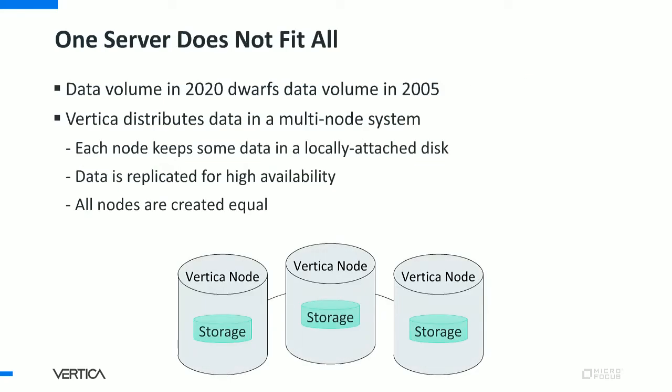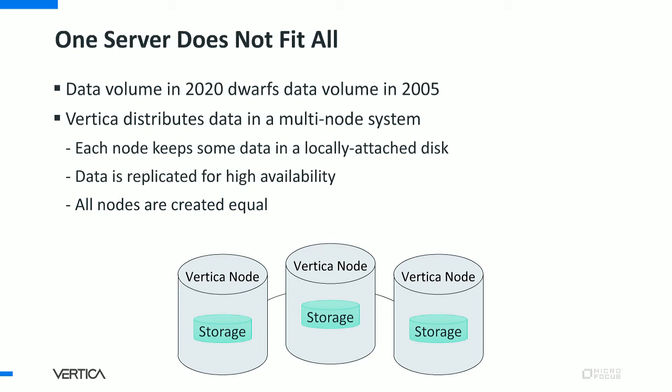Okay, now we'll move to our next problem, the challenge that one server does not fit all. In 2020, we have several orders of magnitude more data than we had in 2005, and you need a lot more hardware to crunch it. It's not tractable to keep multiple petabytes of data in a system with a single server. So Vertica doesn't try. Vertica is a distributed system, so we'll deploy multiple servers which work together to maintain such a high data volume. In a traditional Vertica deployment, each node keeps some of the data in its own locally attached storage. Data is replicated so that there is a redundant copy somewhere else in the system. If any one node goes down, then the data that it served is still available on a different node.